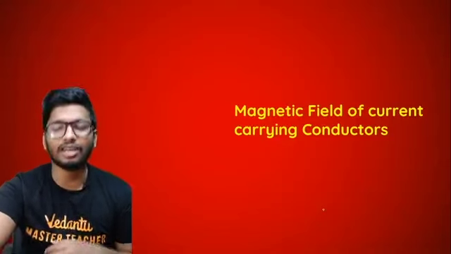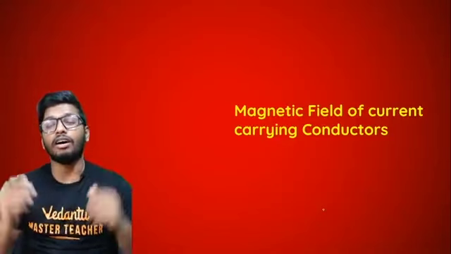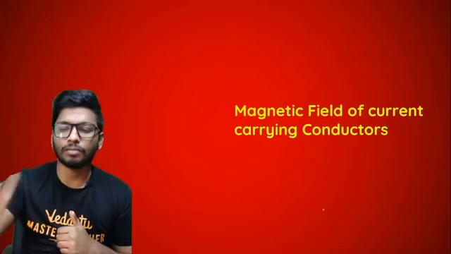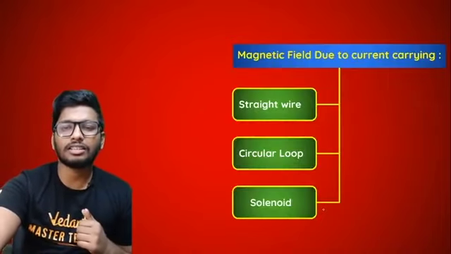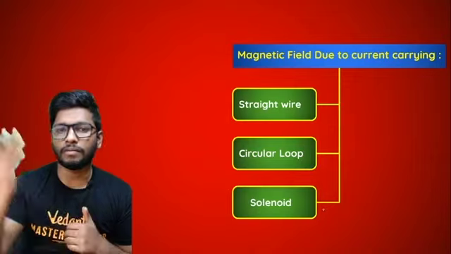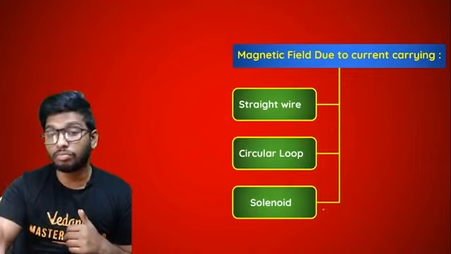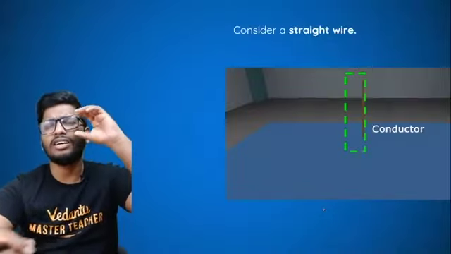With that said, guys, let us now get into the topic for today, that is magnetic field of a current carrying conductor. So let's take an example, guys. Like I told you, we'll be talking about a straight wire, a circular loop, as well as a solenoid. So let's start with a straight wire.